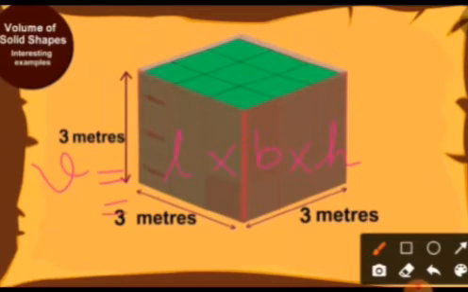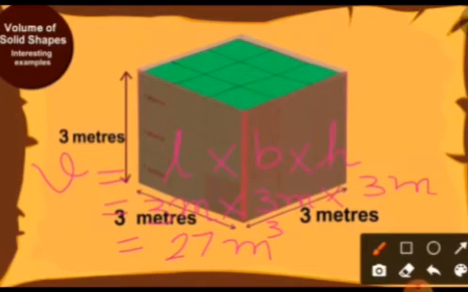Here L is 3 meter, breadth is 3 meter, H is also 3 meter. 3 3s are 9, 9 3s are 27. So, the volume of this cube is 27 meter cube, or we can say 27 cubic meters.